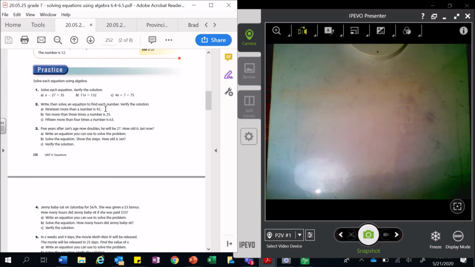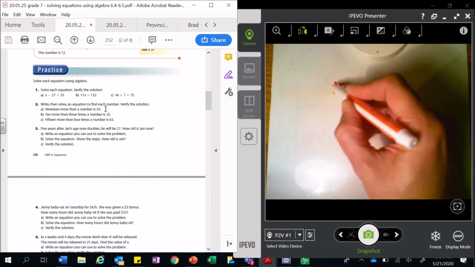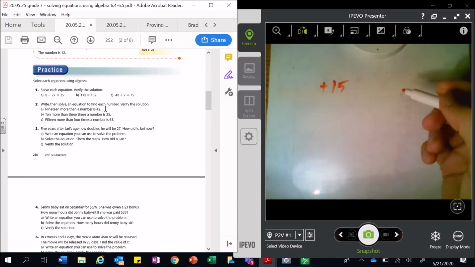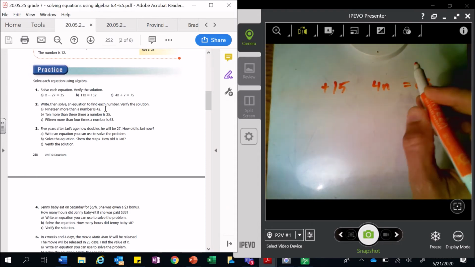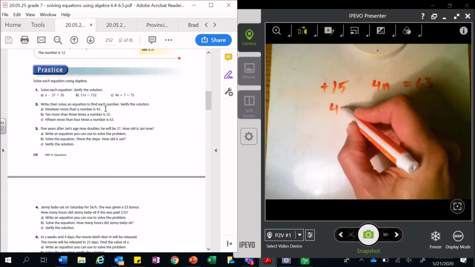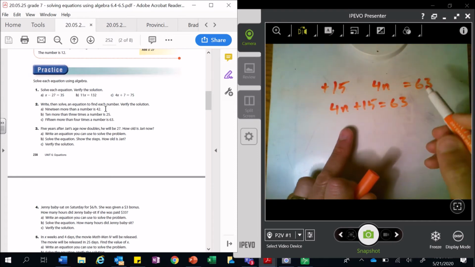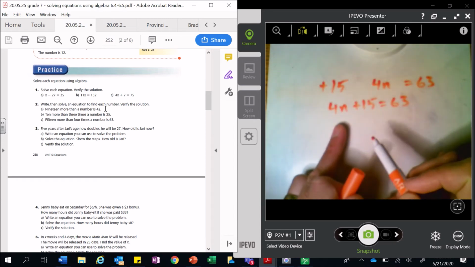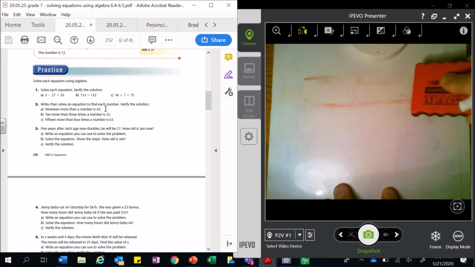Let's look at 2C, 15 more than 4 times a number. Well, I know there's going to be a 15, and it's more, so it's going to be a plus 15. I know that there's going to be 4 times a number, and I know that all of this is going to equal 63. So plus 15 plus 4n, so that would be 4n plus 15 equals 63. Now let's read it and see if it works. It says 15 more than 4 times a number equals 63. So if you're not sure, just start writing down what are the individual pieces, how can they work together into a math sentence.